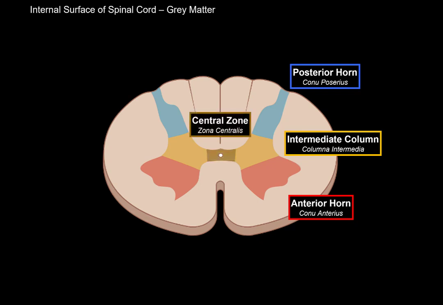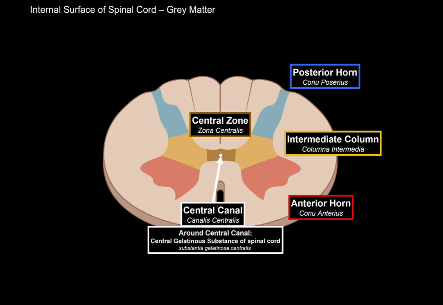Then in the middle, there's a central zone with the central canal in the middle. The central canal is filled with cerebrospinal fluid, which is the same fluid as in the subarachnoid space. Around the central canal, there are cells called ependymal cells, forming a central gelatinous substance of the spinal cord, which is the same lining as the rest of the ventricles within the central nervous system.